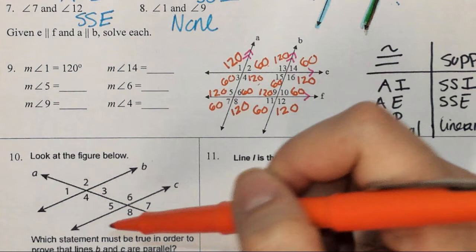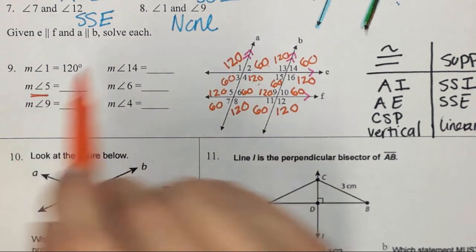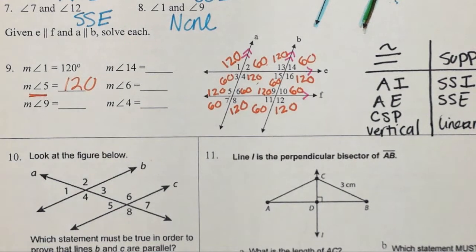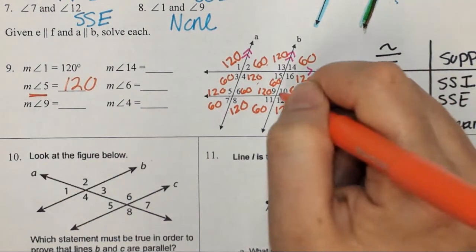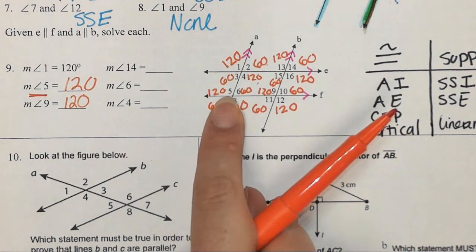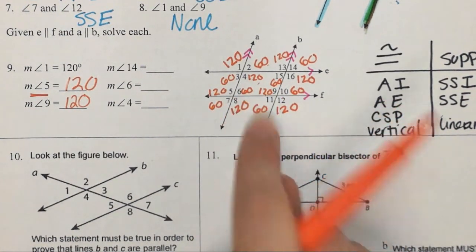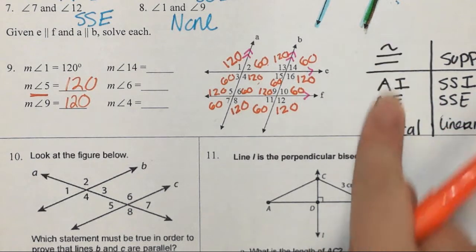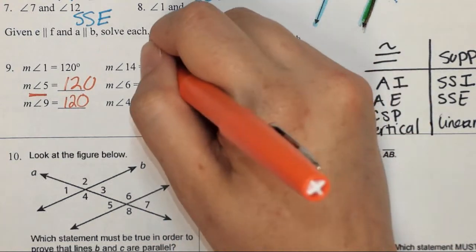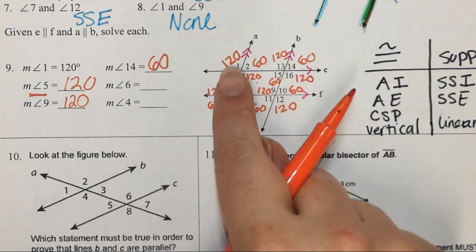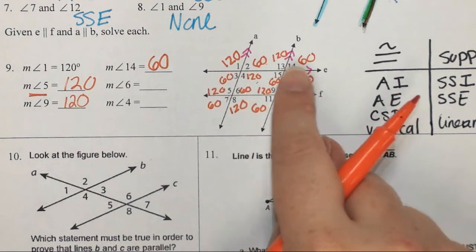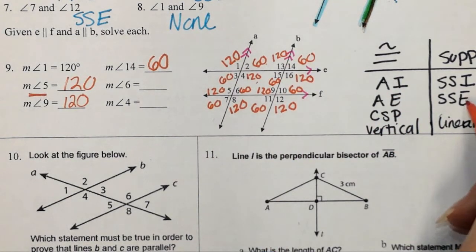All right, and let's fill in some of these answers. Okay, so the measure of angle 5, we got that that's 120. It wants the measure of angle 9, also 120. Notice that 5 and 9 are corresponding, which means that they should be congruent. The measure of angle 14, we got that that was 60. If you look at 1 and 14, those are same side exterior, which should be supplementary.